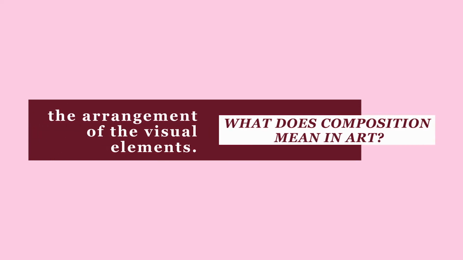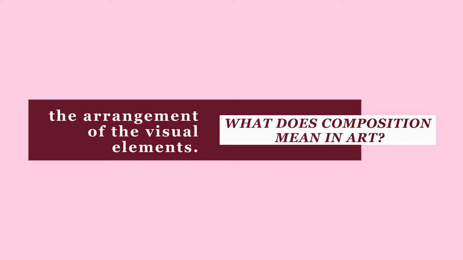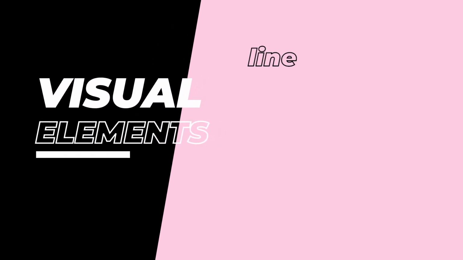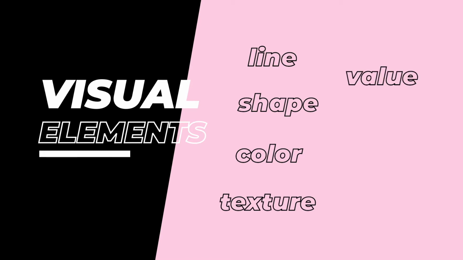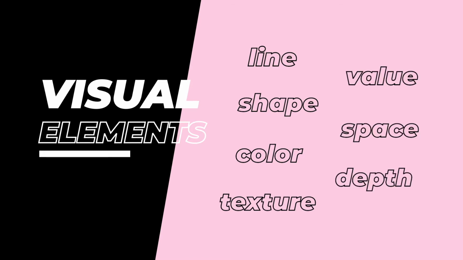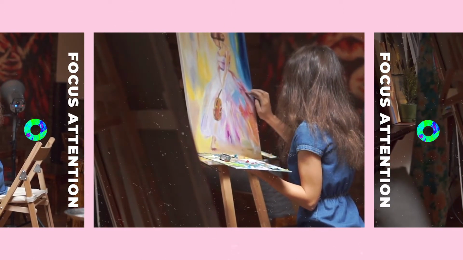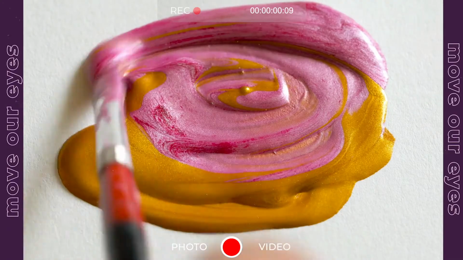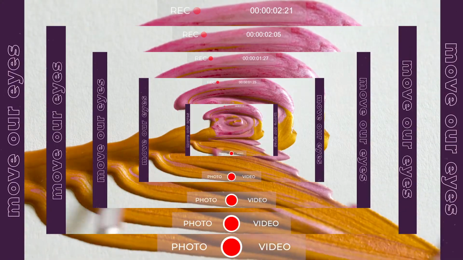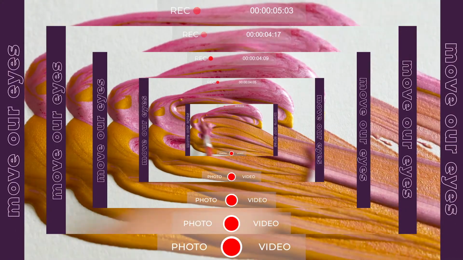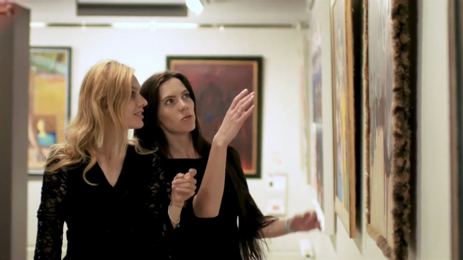Well, here you go. When we say composition, we mean the arrangement of the visual elements. So maybe now you're thinking, well, what are the visual elements? Visual elements include line, shape, color, texture, value, space, and depth. Artists arrange or compose these elements to focus the viewer's attention to specific parts of a painting or to move our eyes in certain directions across the canvas. These arrangements visually make sense to the artist and sometimes to viewers, but that's a longer story.